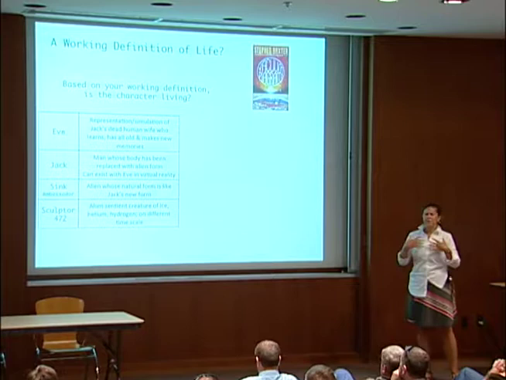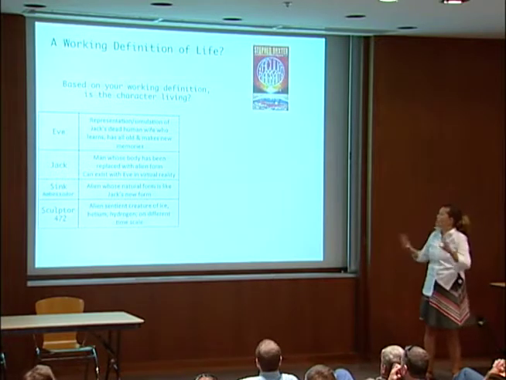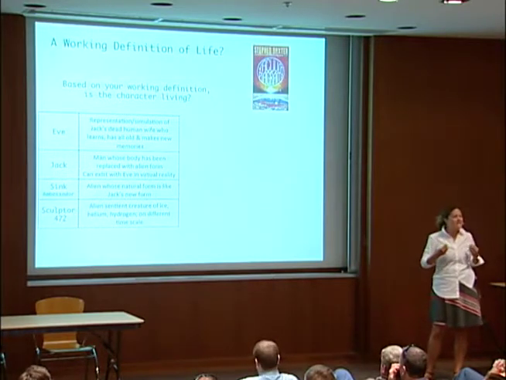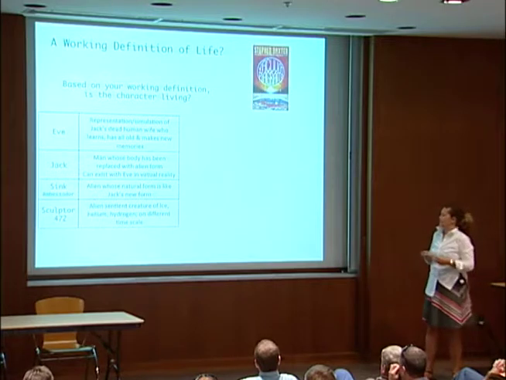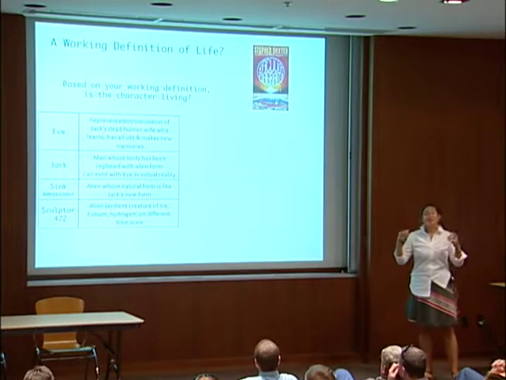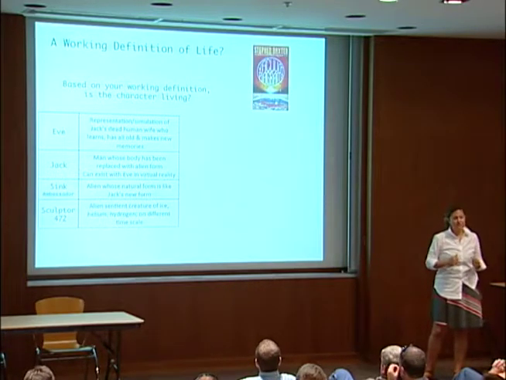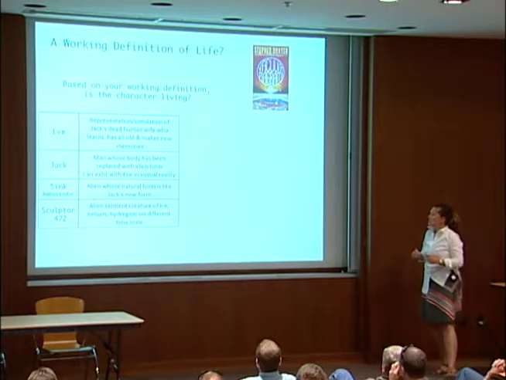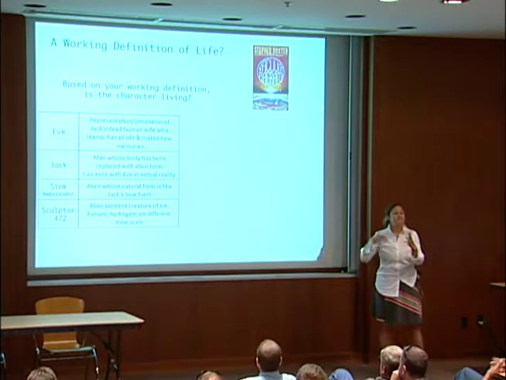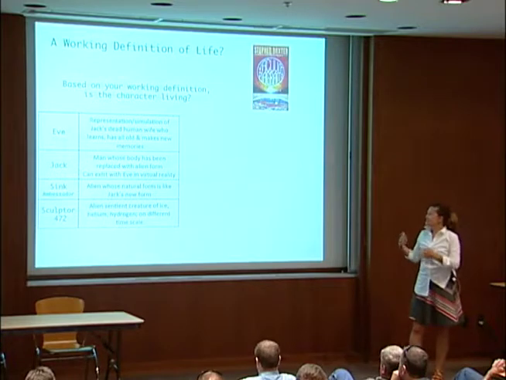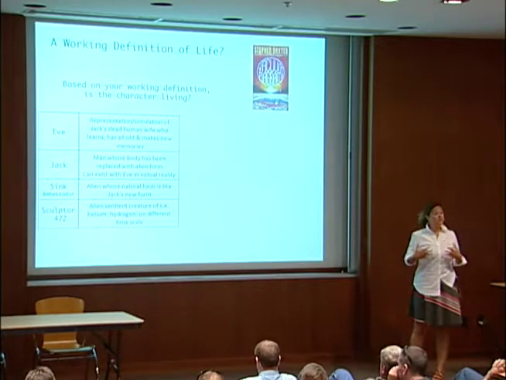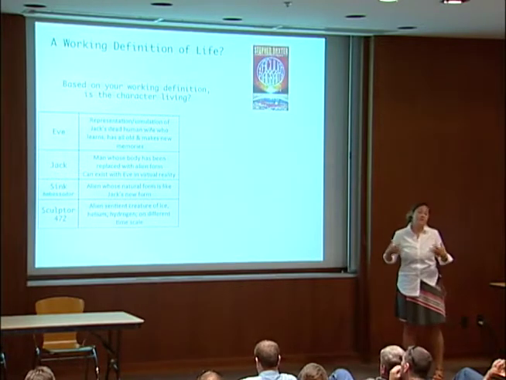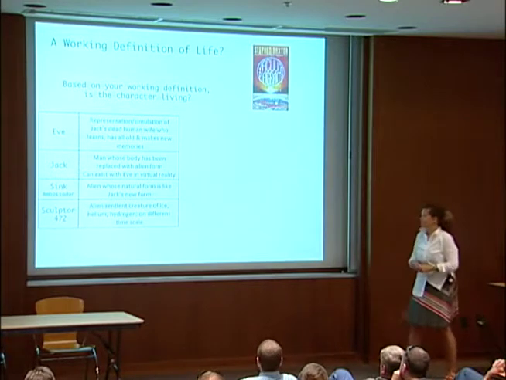Okay? Then there's Jack, Eve's husband. He's a man whose physical human body has been totally replaced with an alien metal-like form. And he can also exist with Eve in virtual reality. Then there's this alien called the Sync Ambassador. And this alien has the same natural form as Jack. He's always, well, as far as we know, always been in this form.